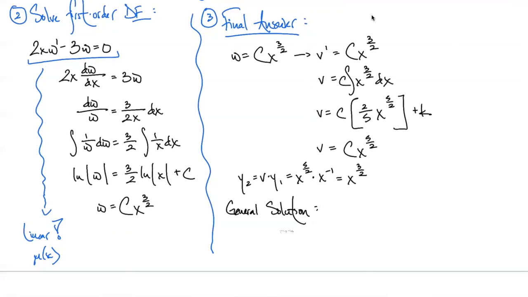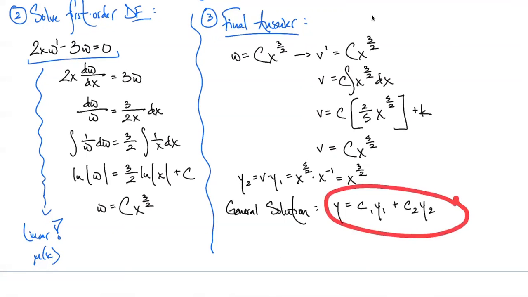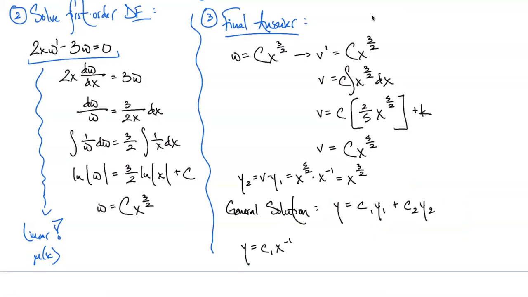You should have been relatively fresh out of linear algebra. If we write these as a linear combination, C1Y1 plus C2Y2, it will actually give us all of the solutions. And so we're going to fill in our y1 and our y2, and we'll get y equals c1 x to the negative 1 plus c2 x to the 3/2.